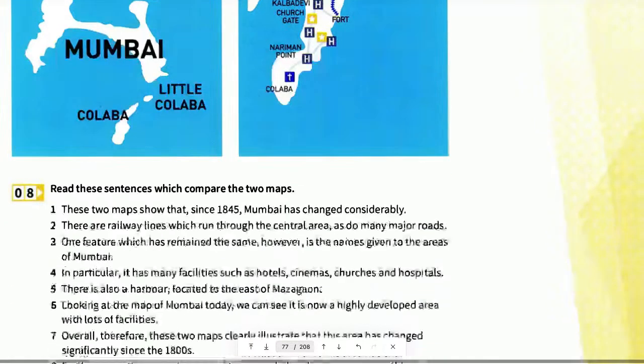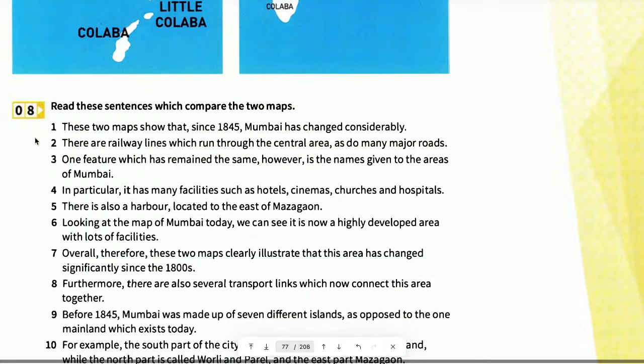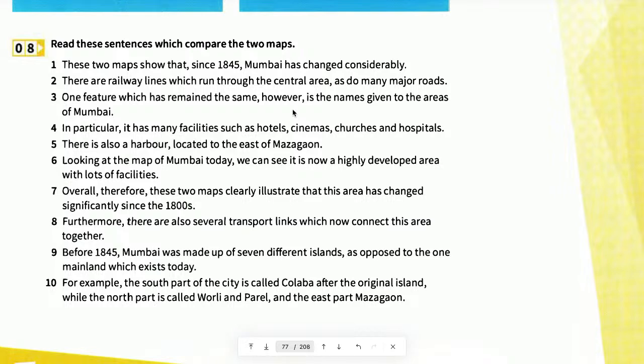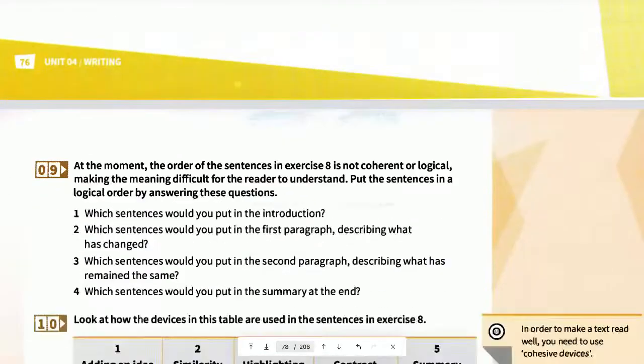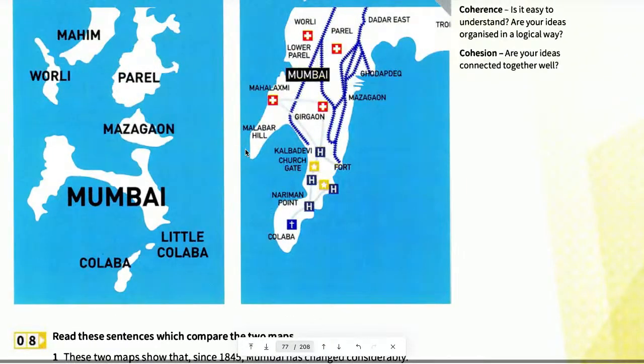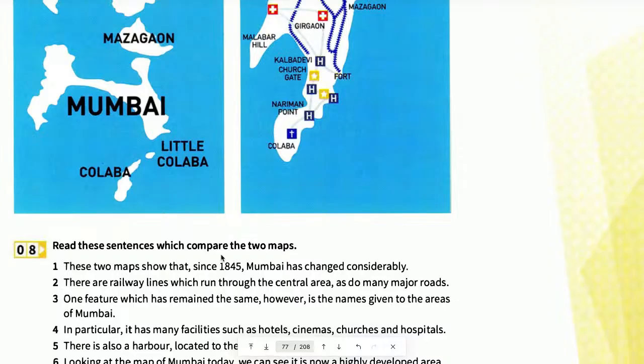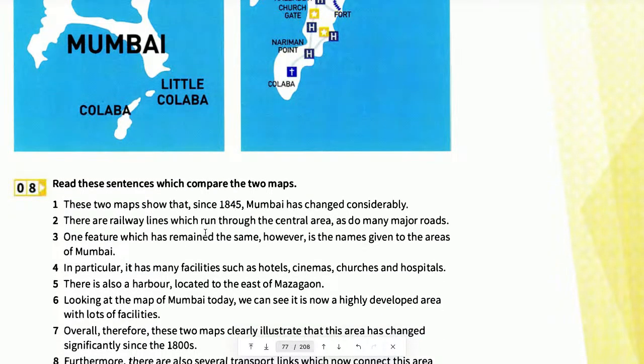Okay, good. Then probably you can just answer all the questions. Oh no, for the exercise, it says read these sentences which compare the two maps. So they help you to compare those two. Now you can read them together and then you can figure out what those things are. Because later on you can do writing. Now, read together. And then you have to point. For example, number one: these two maps show that since 1845, Mumbai has changed considerably. Number two: there are railway lines which run through the central area, as do many major roads.